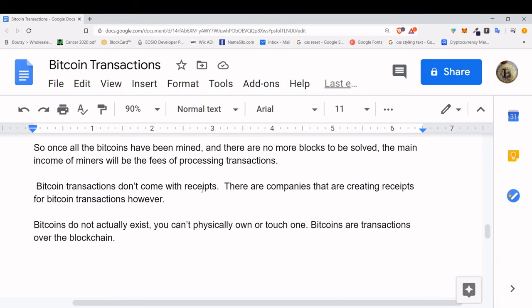Bitcoin transactions don't come with receipts automatically, but of course you can look at any transaction on the blockchain. There are companies that are creating receipts for Bitcoin transactions, however, if you want to go that route.